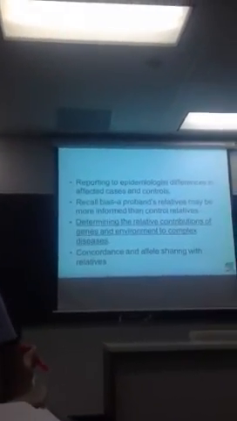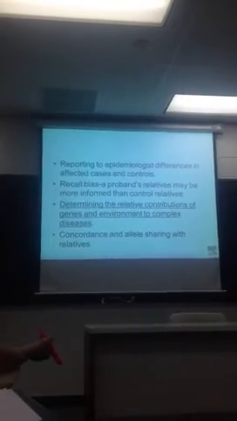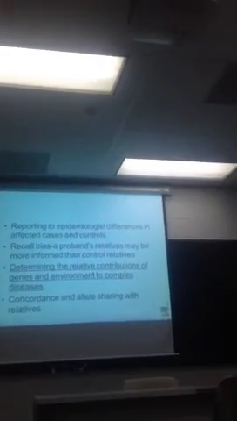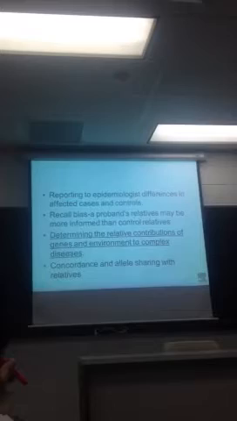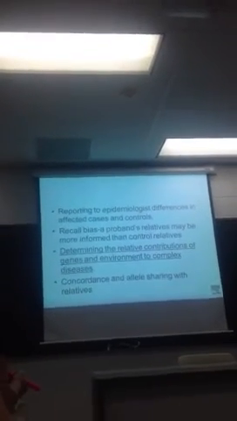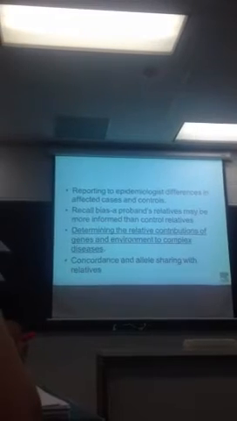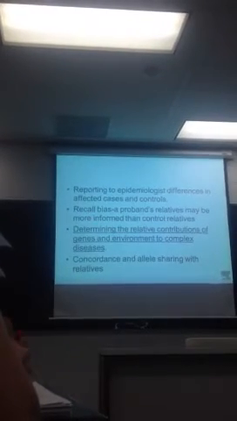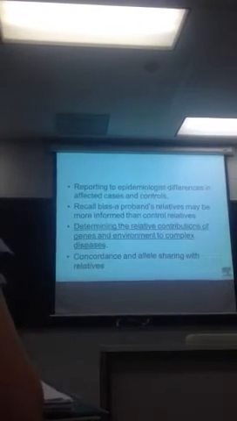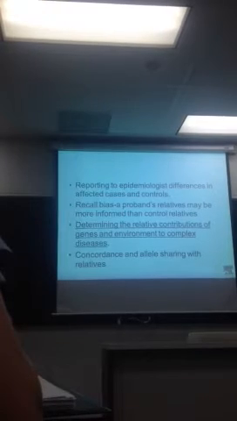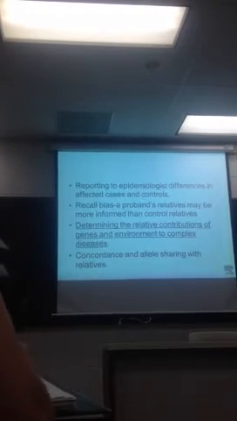And also there are other biases, like recall bias it is called. Okay? That is, a proband's relative may be more informed than a control relative because he knows about the disease in the family. So that's called a recall bias. So you have to be careful whom you take as controls. Otherwise, you're going to get misleading figures. Okay?